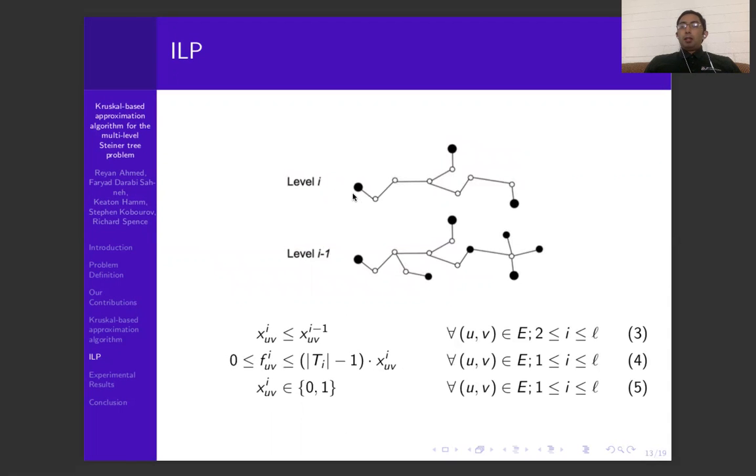If an edge is present in a top level, then it has to be also present in the bottom levels. And the bottom level may have additional edges also. This is ensured by this constraint. And this constraint links together the flow variables with the edge variables. In other words, an edge is present in the solution if and only if there is a flow in the corresponding edge. And finally, the edge variables are binary. It can have either value equal to 0 or value equal to 1.